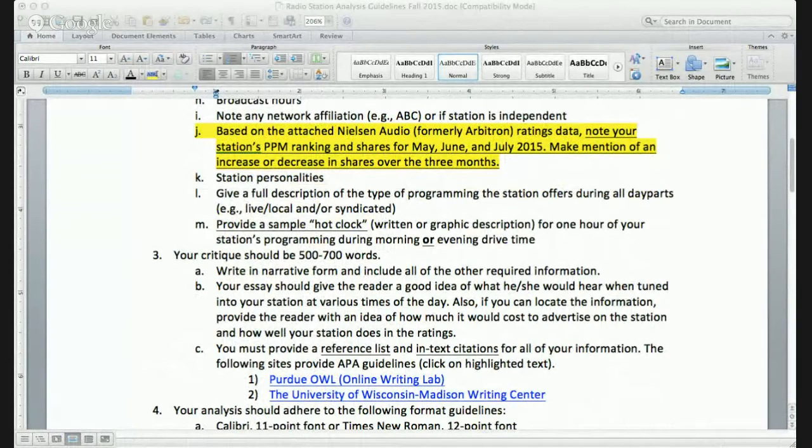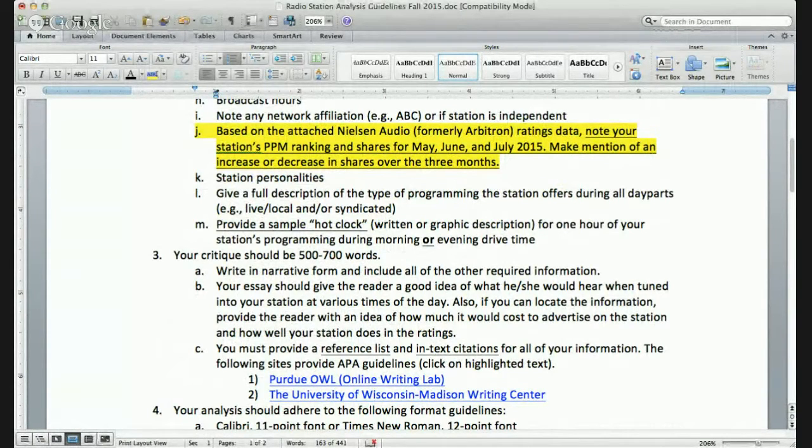Yes, I put up the Nielsen ratings for May through July 2015. So it might behoove you to look at those particular ratings before you choose your station, so that you can actually find a station that has ratings. So there's some tips on that. Keep moving forward. Here are probably the bigger pieces of the puzzle.